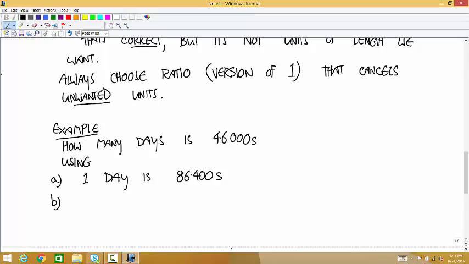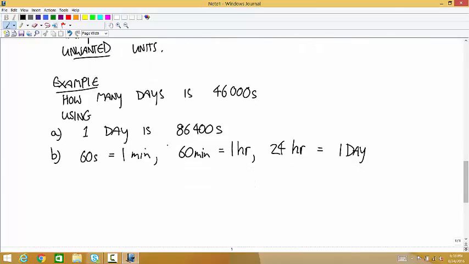Nobody remembers that a day is 86,400 seconds, but you do remember that 60 seconds is 1 minute. Thank you. I'm just making sure you're paying attention. 60 seconds is 1 minute, and 60 minutes is 1 hour, and 24 hours is a day. And you remember all of those. I don't, but you do.